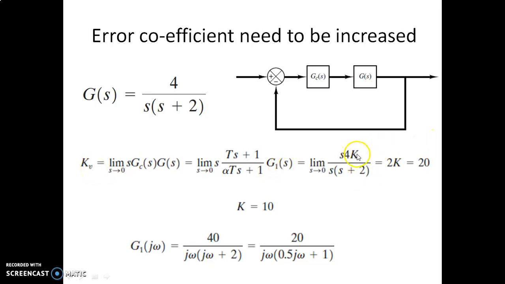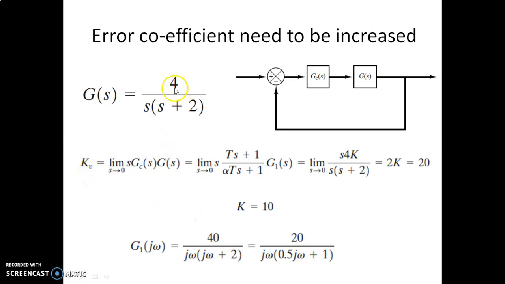So we are adding a constant term k. We are actually finding what the value of k should be so that we get a better Kv, that is 20. To have a Kv of 20, this G(s) should be multiplied by 10 times so that we get the desired value of Kv, because we are looking for a Kv of 20.